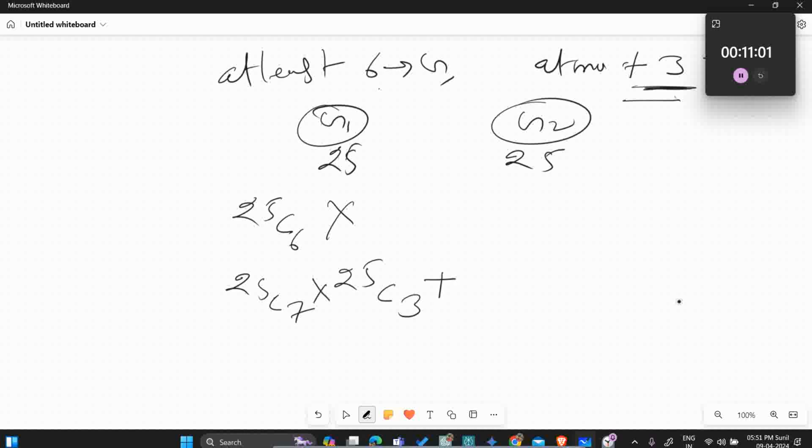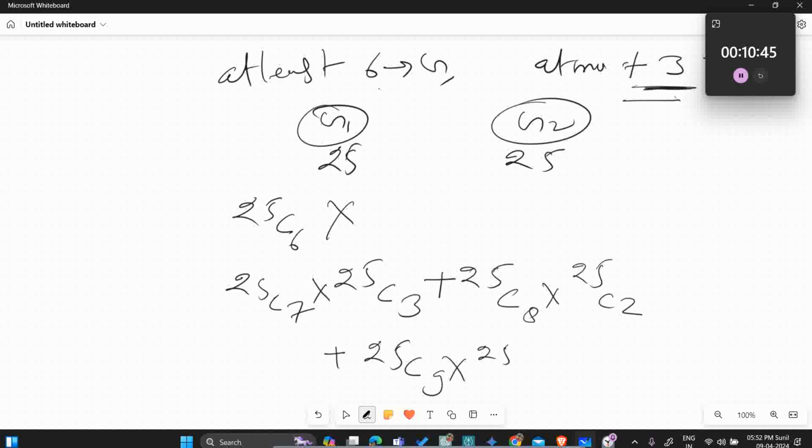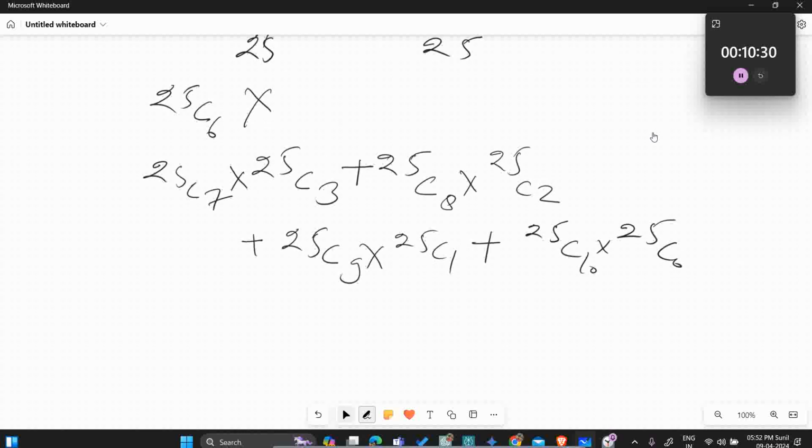Plus, when we take 8 from here, 25C8, then we have to take 2 from them. Plus 25C9 into 25C1, plus 25C10 into 25C0. This is the answer. So I hope you understand how it has been done. This is a very important question. All right.